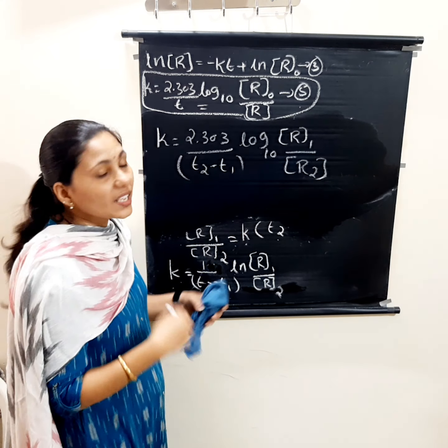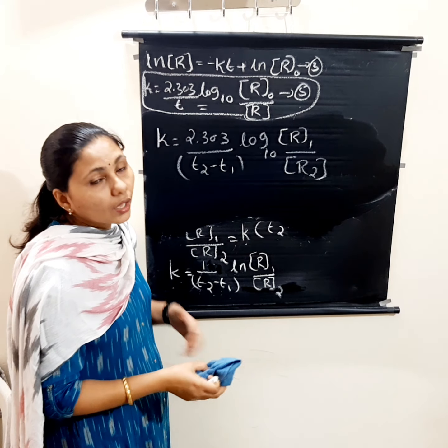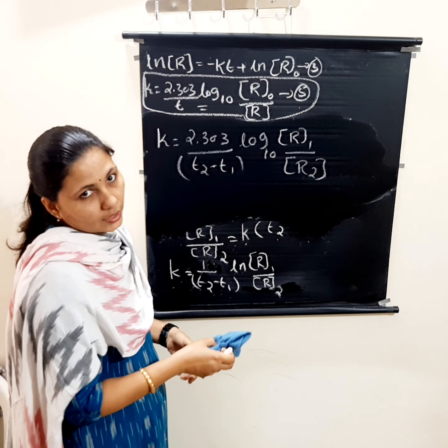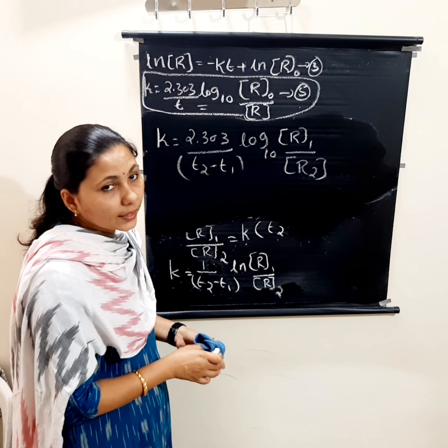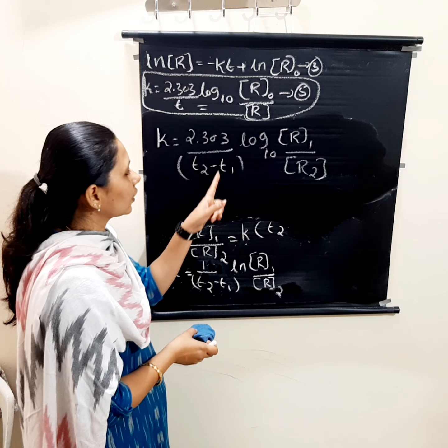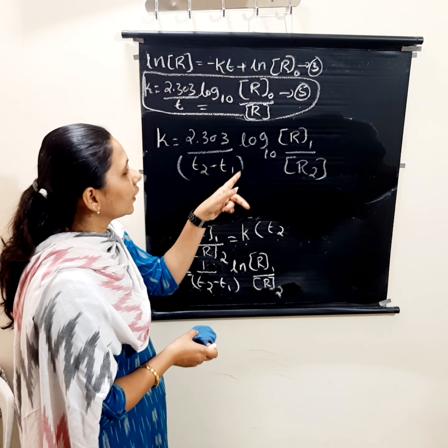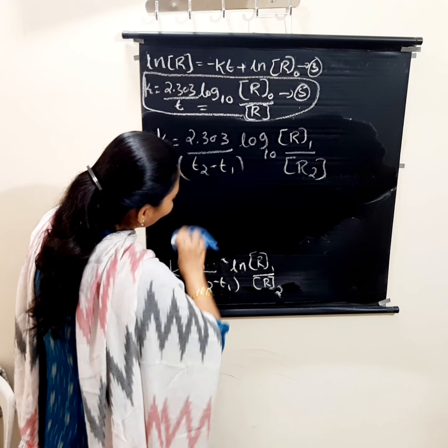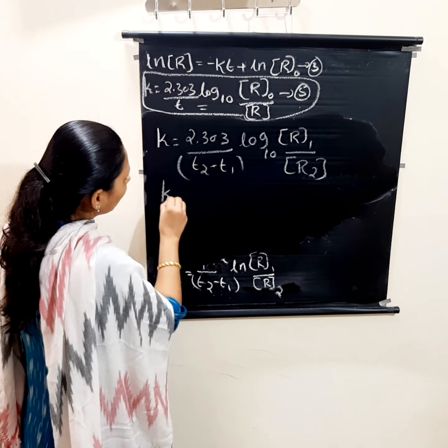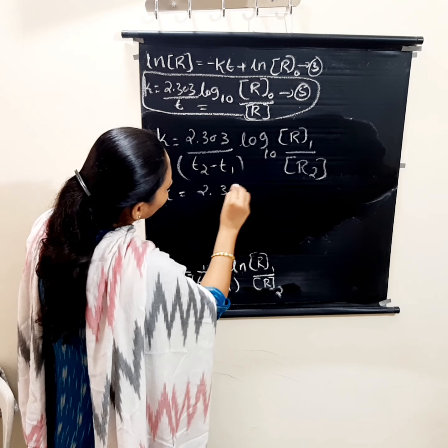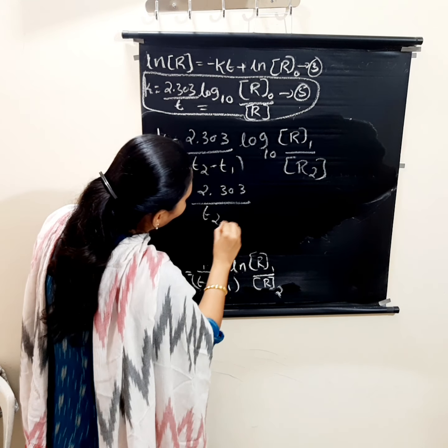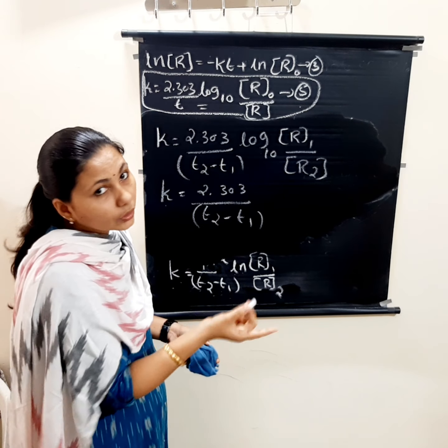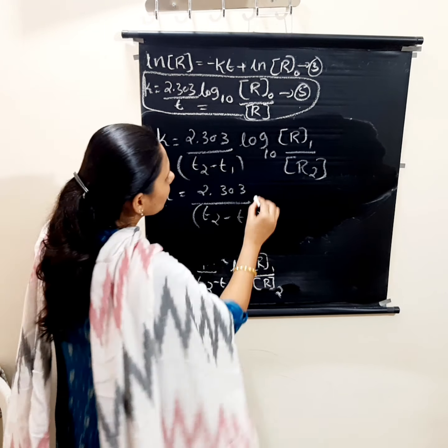So this is the equation for the rate constant at different times t1 and t2 in a first order reaction. K equals 2.303 by t2 minus t1 log 10 r1 divided by r2. So you can write one more form, k equals 2.303 divided by t2 minus t1. They will give two different times and you have to calculate the rate constant. We will do the problems.